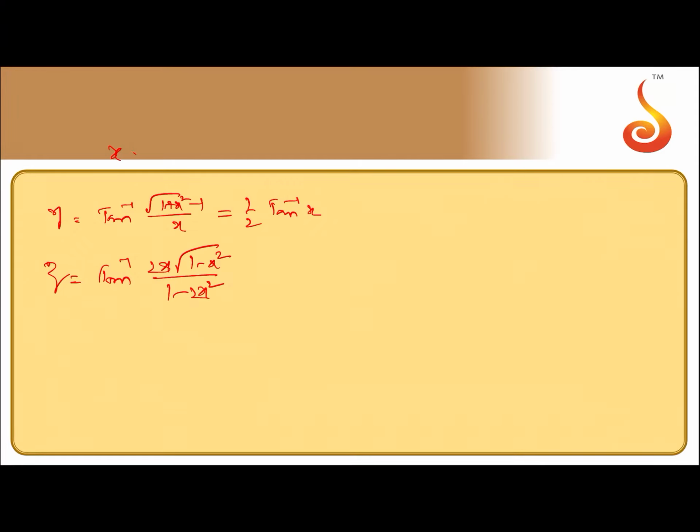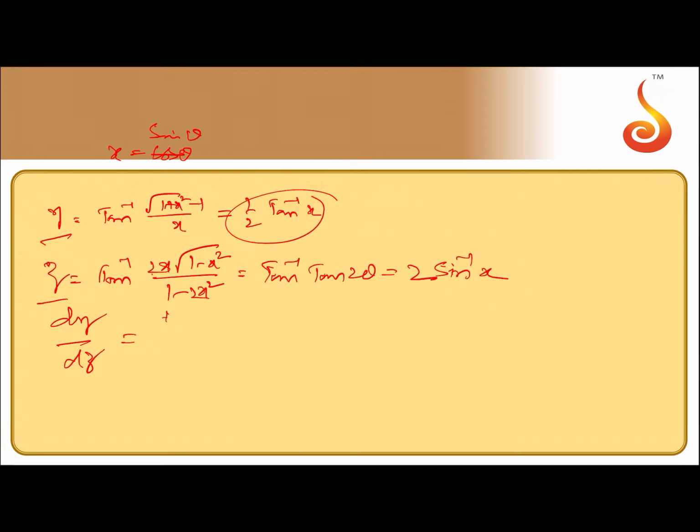If I take x equals cos theta, so 2 sine theta cos theta means sine 2 theta. So therefore you will be getting divided by cos 2 theta, you will be getting tan 2 theta. Nothing but 2 theta, and that is 2 sine inverse x. So the derivative of y with respect to z, and that is equal to, so derivative of this one.